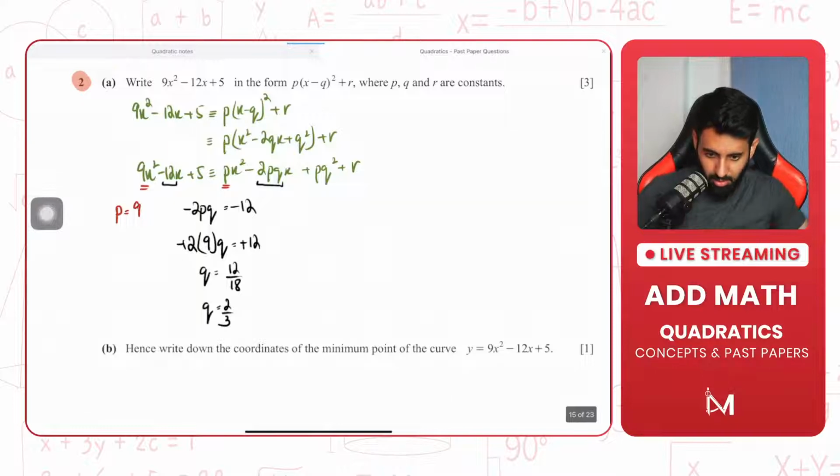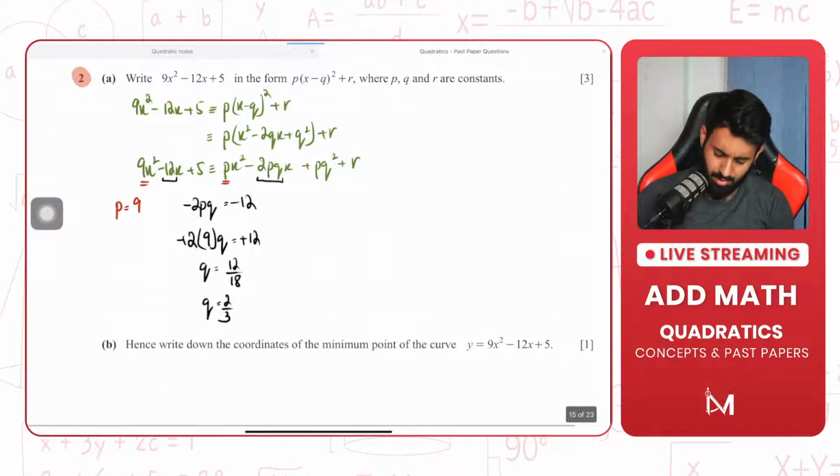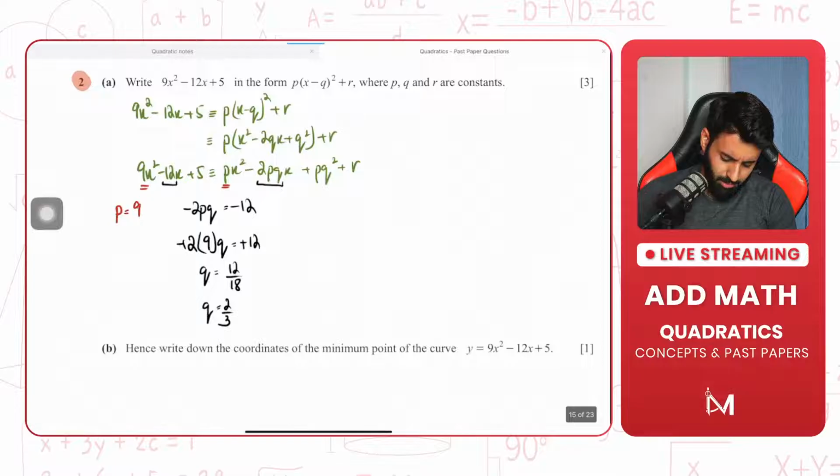Okay. Not 6. I don't know how you guys got 6. But I think I know what you did. Those of you who are saying 6, you probably did 12 minus 18 instead of 12 upon 18. Tell me if I'm right.